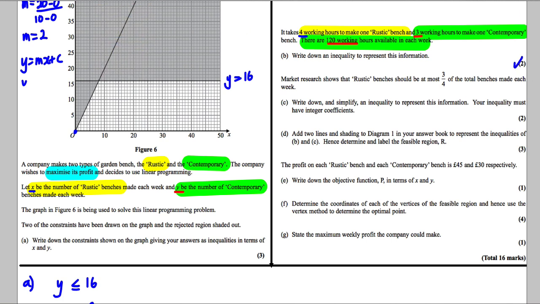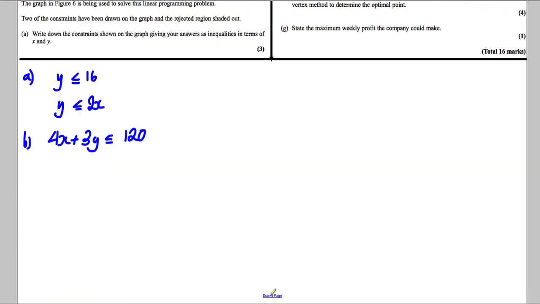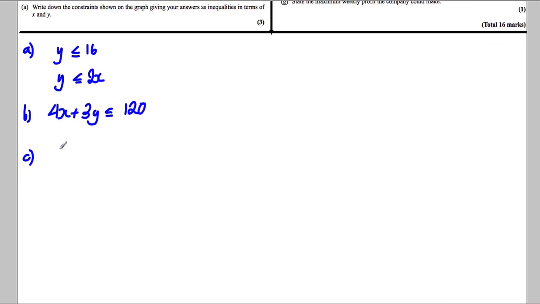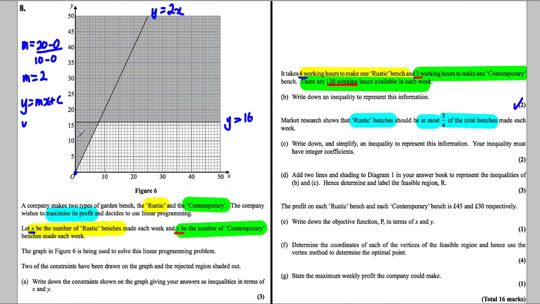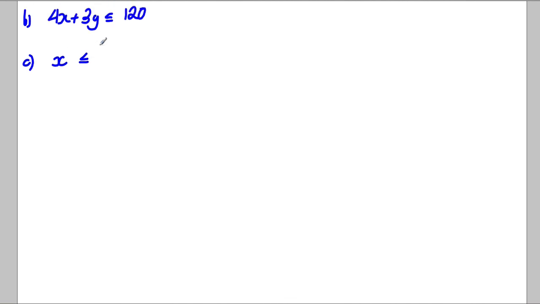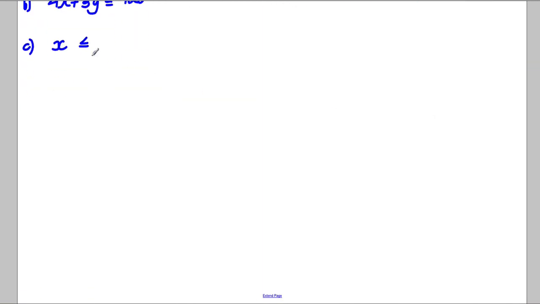Then it says the following. It says market research shows rustic benches should be at most 3/4 of the total benches. So let's write that down step by step for part C. Now rustic benches, remember we've highlighted these up here, the rustic are x. So the number of rustic benches, it says, should be at most, so that's less than or equal to 3/4 of the total. So 3/4, now the total number of benches is the number of rustics, add the number of contemporaries, so x plus y.